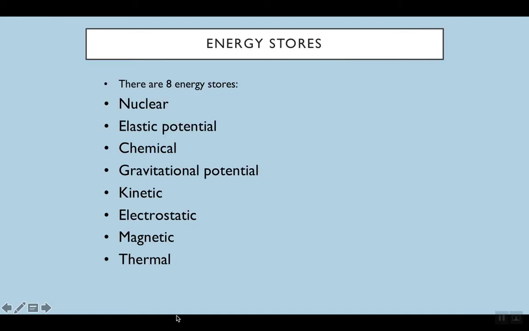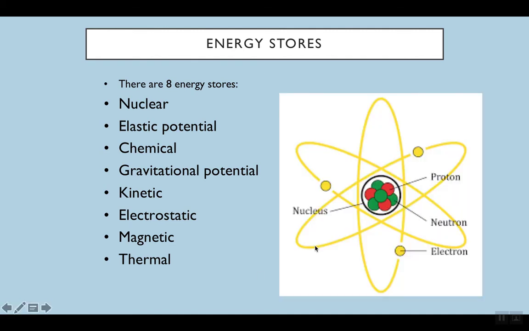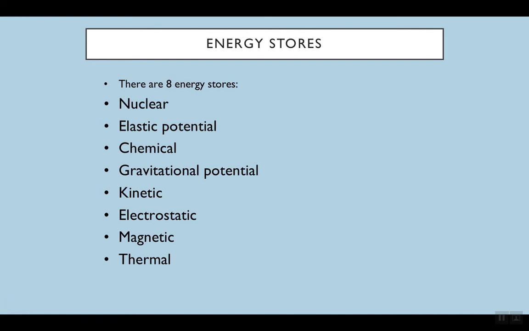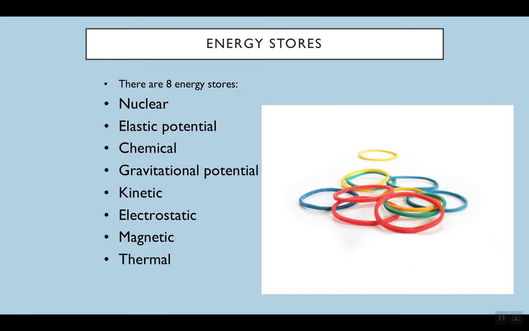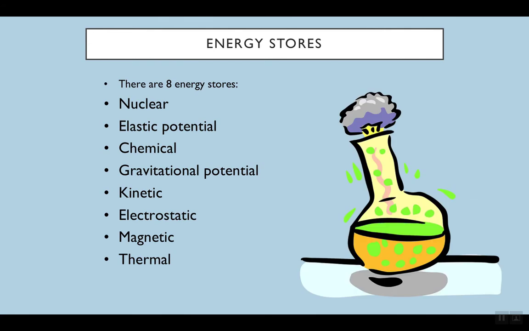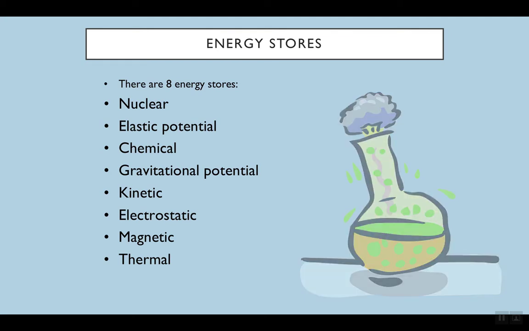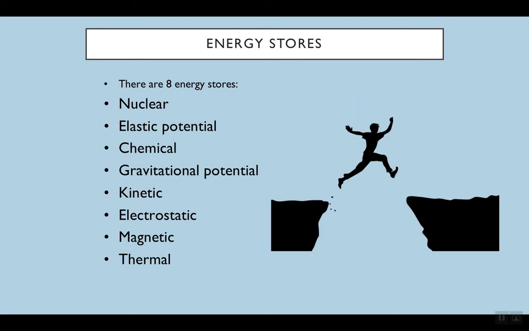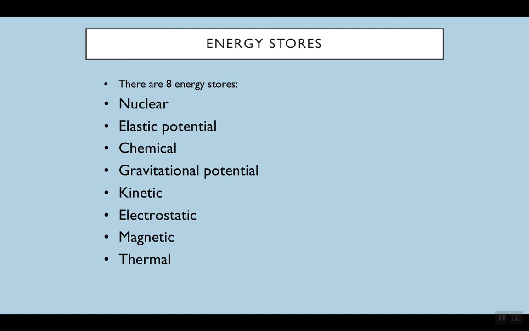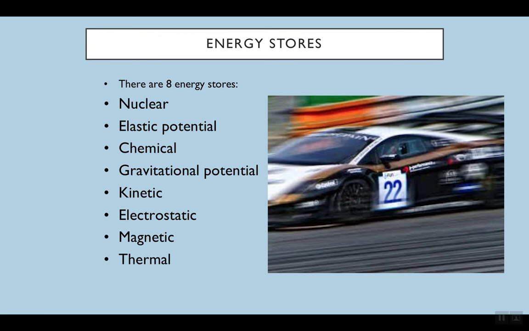In physics, we talk about 8 energy stores. These are nuclear energy, the energy within the nuclei of atoms, elastic potential, anything that can be stretched or squashed that has elastic potential, chemical, the energy stored in the bonds of chemical compounds, gravitational potential, this is the energy that's transferred to objects that are lifted in a gravitational field, kinetic, this is the energy in objects that are moving.